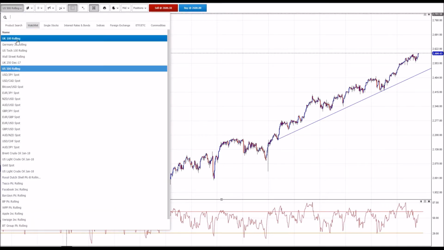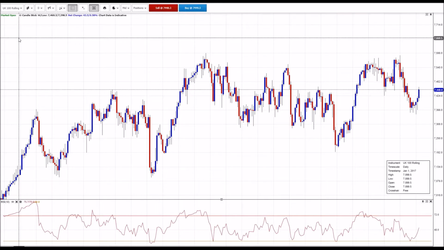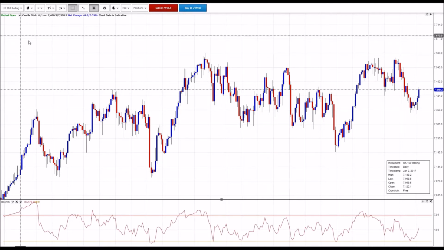The FTSE's been an odd one. I've got a few, like most people, I've got a few UK shares in ISAs and stuff, and they're really boring. I should just buy an S&P tracker and be done with it, because they're really not moving that much. Here's the FTSE.